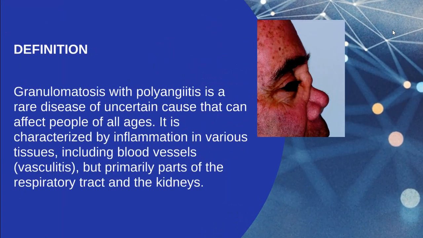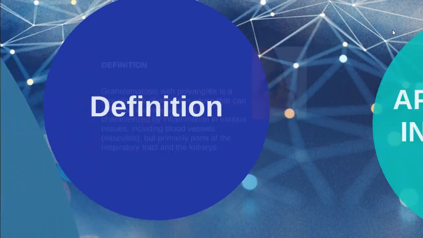Another definition is about granulomatosis with polyangiitis. It's a rare disease of uncertain cause that can affect people of all ages. It is characterized by inflammation in various tissues, including blood vessels, but primarily parts of the respiratory tract and the kidneys. How to diagnose it and how we can treat it.